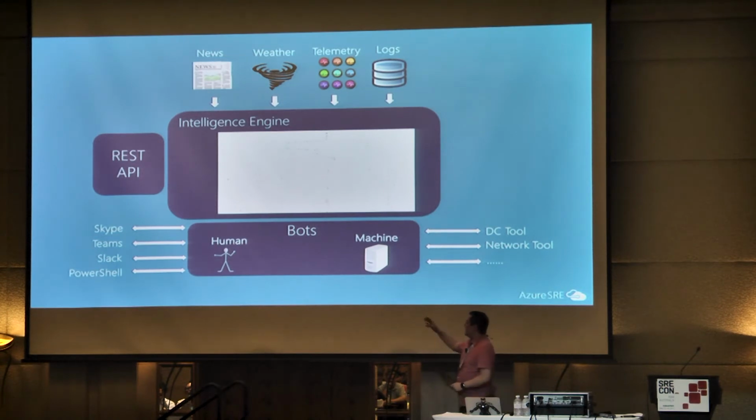And as you can see now, we have what we call human bots, not just SREbot as in Skype for Business, because the way that we did it is completely decoupled from Skype for Business. It means that you can offer the same capabilities in Slack, Microsoft Teams, even Bash or PowerShell. And you have the machine bots as well, because now we can get information about the data centers, get information about logs, and so on.